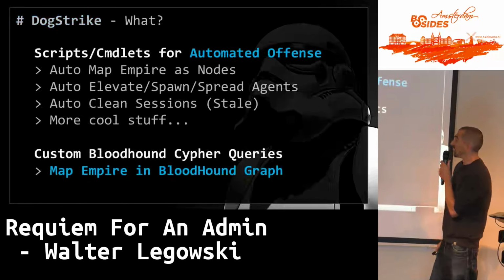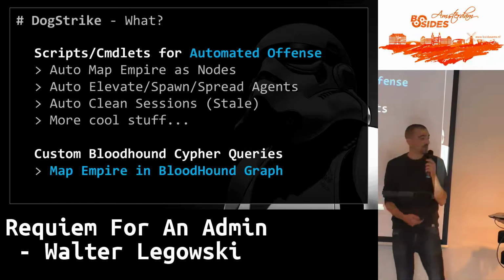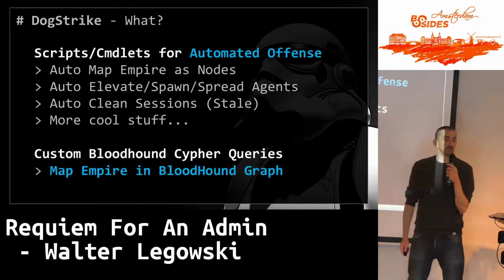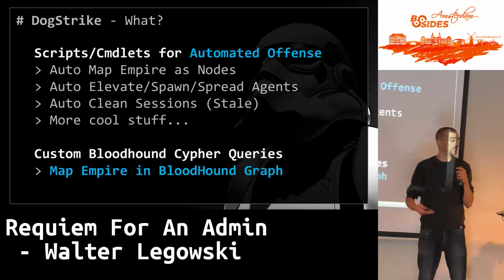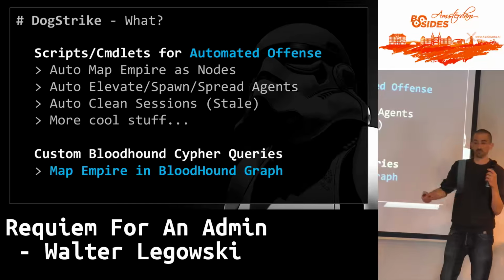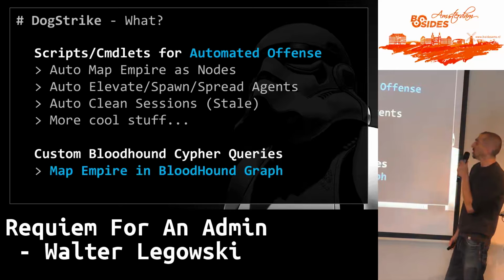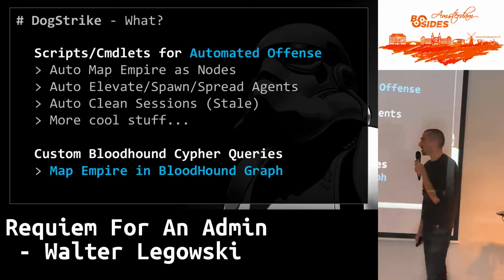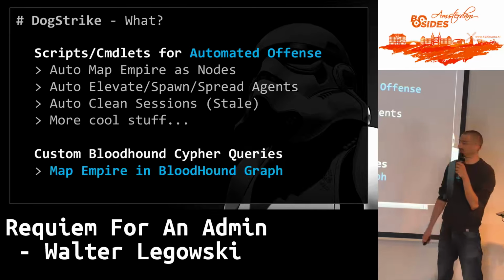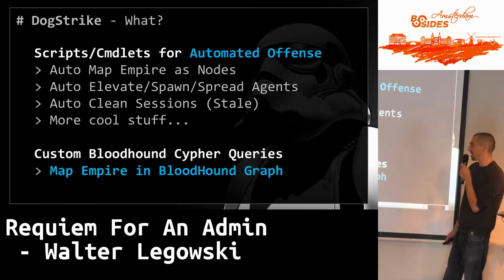So DocStrike is a collection of scripts and commandlets to automate offense, so red team actions. My idea was that the blue team could simply get rid of the red team and write their own scenario and test themselves every day if they want, so different recipe, something like this. So auto-map Empire as node, auto-elevate, spawn, spread agents, auto-clean sessions, so removing stale agents from your Empire server, other cool stuff. I won't have time to demo everything.